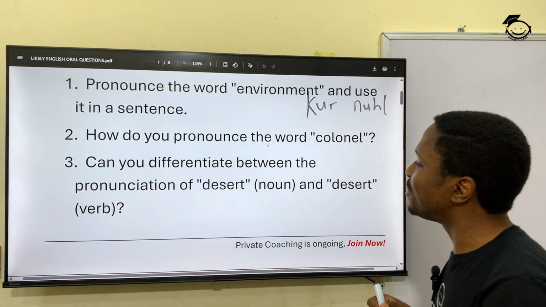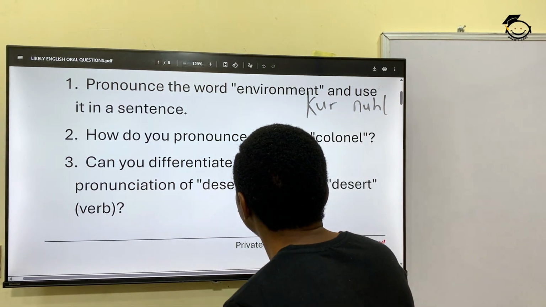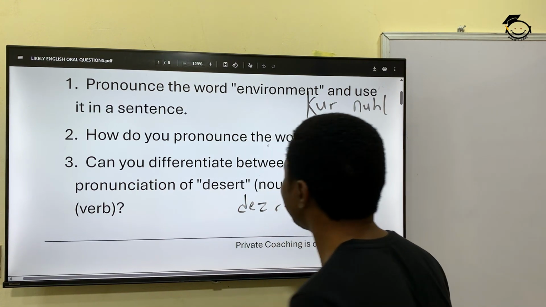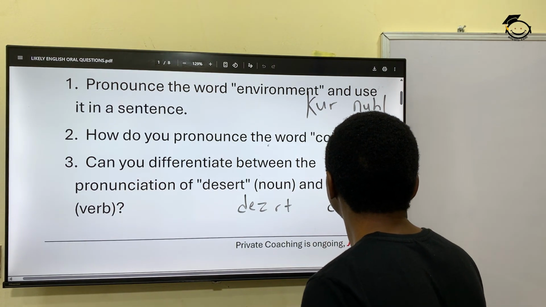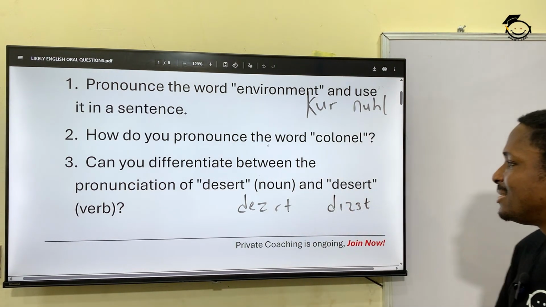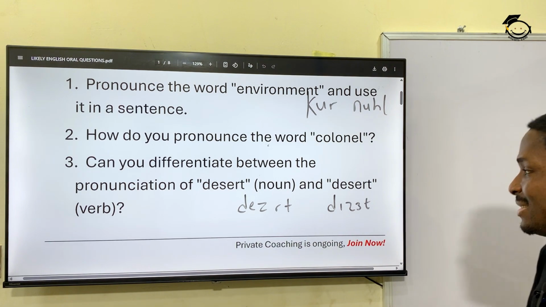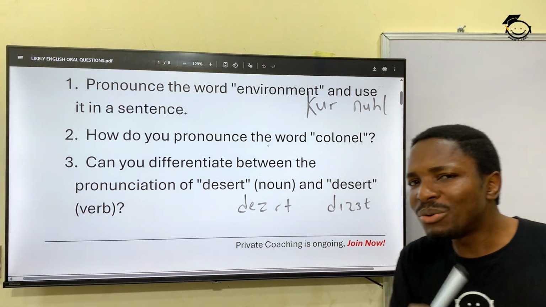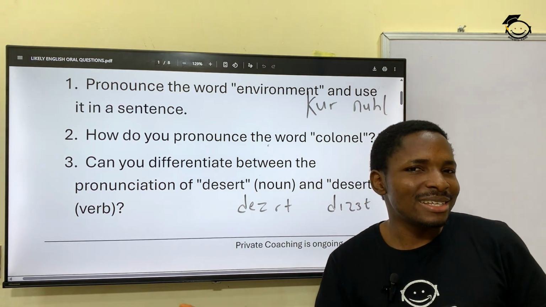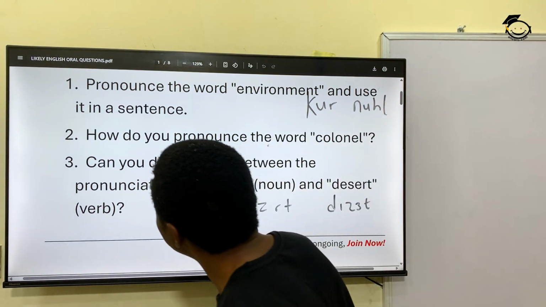Now, I'll write the two for you. The first one, this desert, the noun, is written as desert. You see that? And the second one is written as desert. There's still another one that is dessert, but with double S, which is like an appetizer.